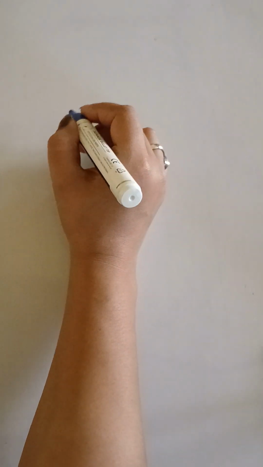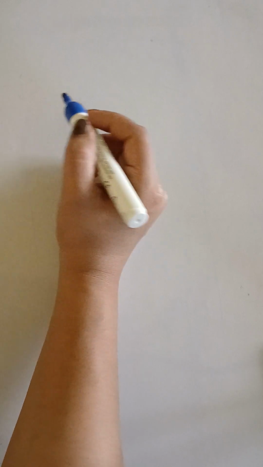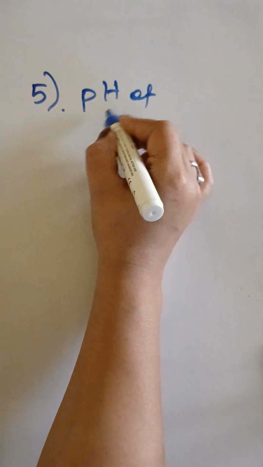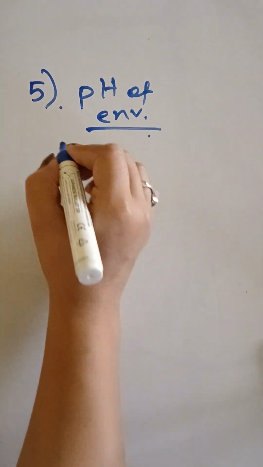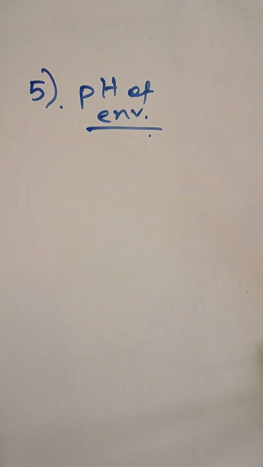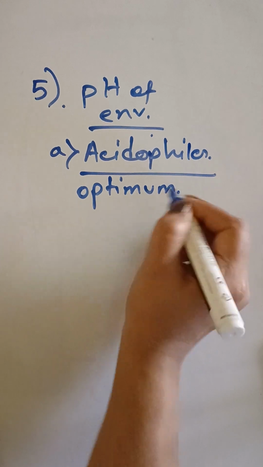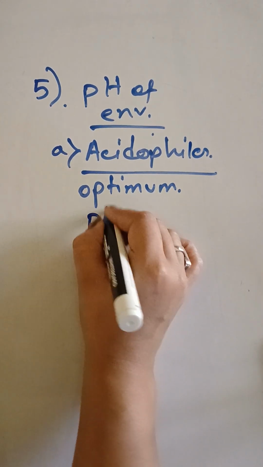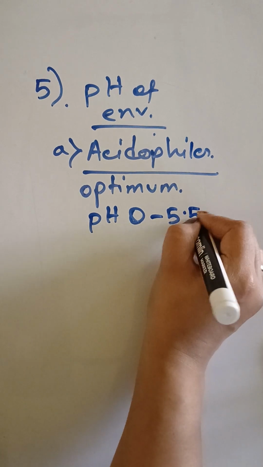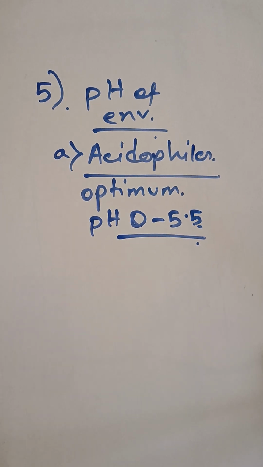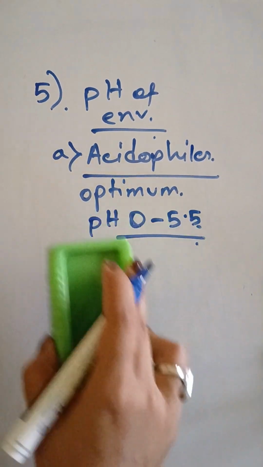Now the first one is temperature, second one is oxygen, third one is the sodium chloride or salt concentration, fourth one is water activity, and fifth one is the pH of the medium or environment. For pH there are basically three types. One is acidophile. Acidophile means optimum growth of the microorganism is seen between pH 0 to 5.5. So they are acidophiles, acid loving microorganisms, and they easily grow at this pH range.